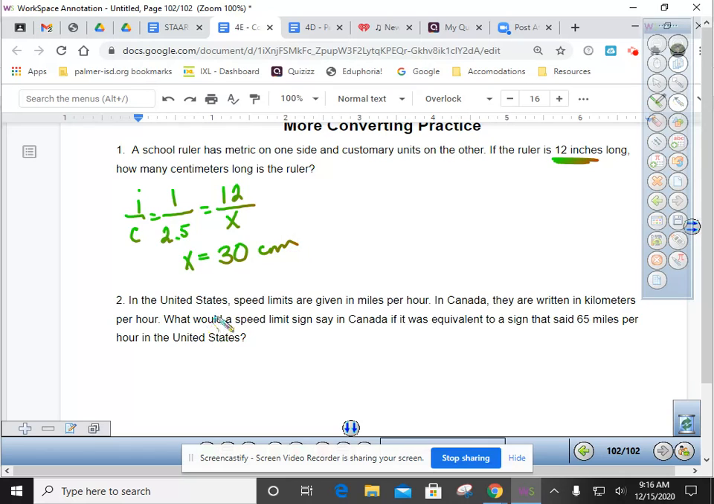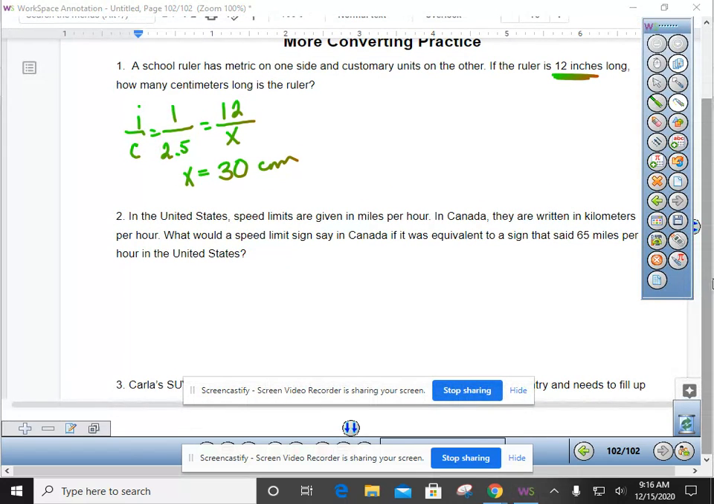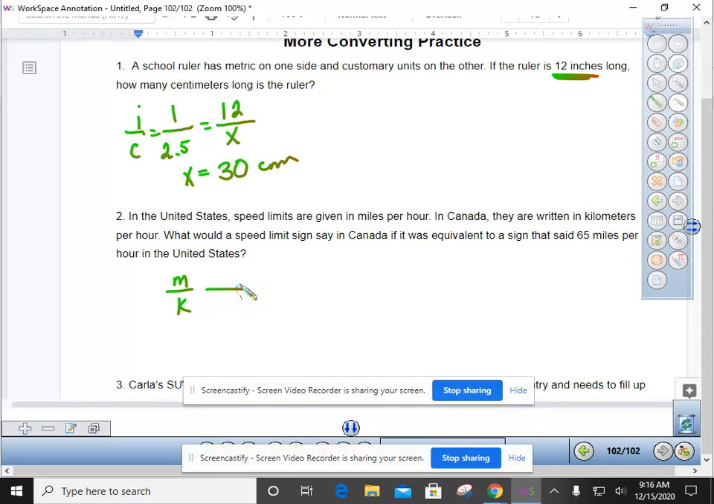Okay, look at number 2. This will be the last one that we're going to do together, and then I'm going to let you guys do them on your own, okay? Yes, ma'am. In the United States, speed limits are given in miles per hour. In Canada, they are written in kilometers per hour. What would a speed limit sign say in Canada if it was equivalent to a sign that said 65 miles per hour in the United States? So we're going to do miles over kilometers. Kyle, can you go back and look and see how many kilometers are in a mile? Yes, ma'am.